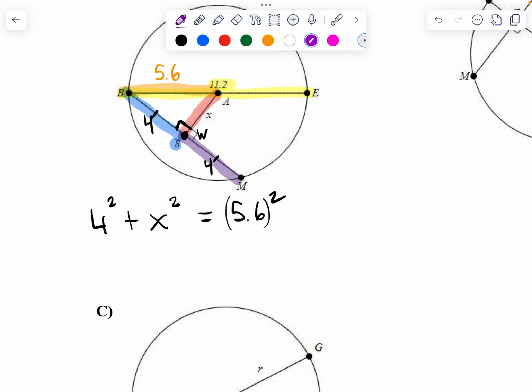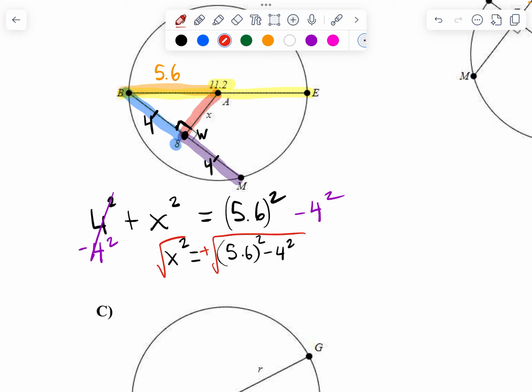So I'm going to plug this all into my calculator at once. So I'm going to subtract 4 squared. Yes, I know that's 16. I'm just too lazy to write it. So x squared equals my 5.6 squared minus 4 squared. I say, okay, well, I undo squares with square roots. Now, technically, again, plus minus is a thing, but x is a length, and you can't have negative length, so you don't need to worry about plus minus. So x equals whatever that number is.